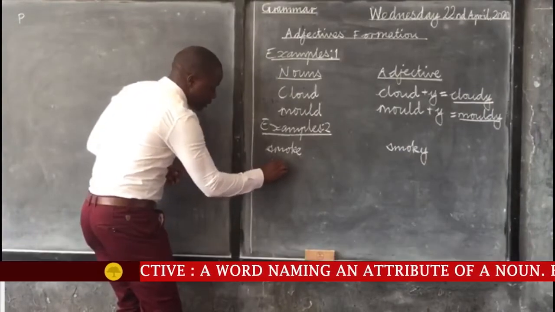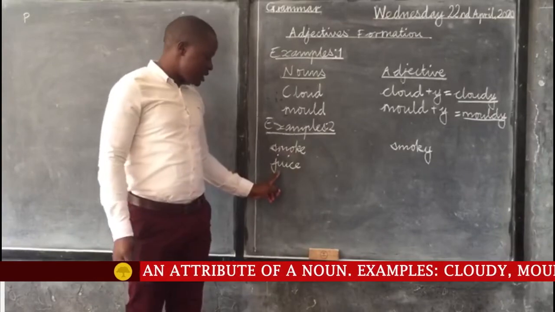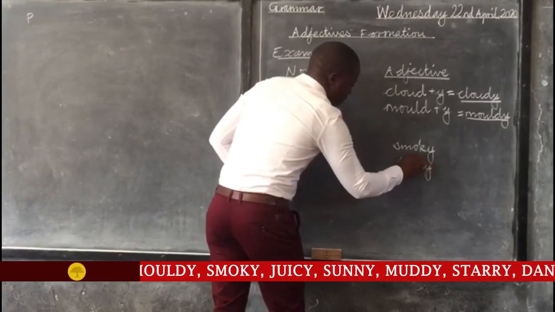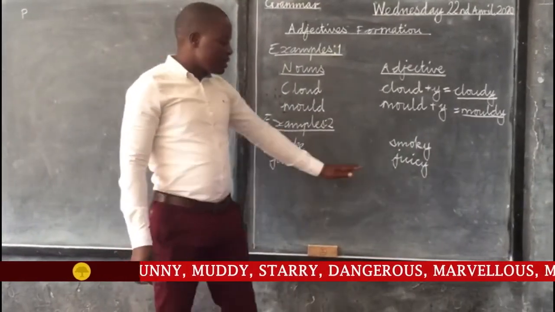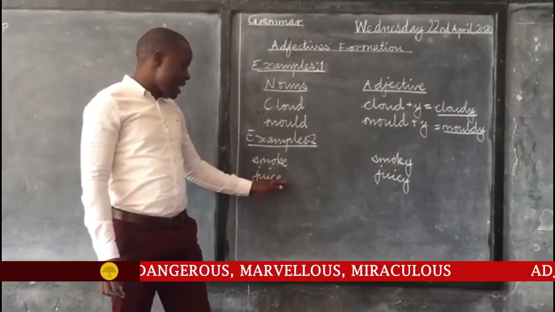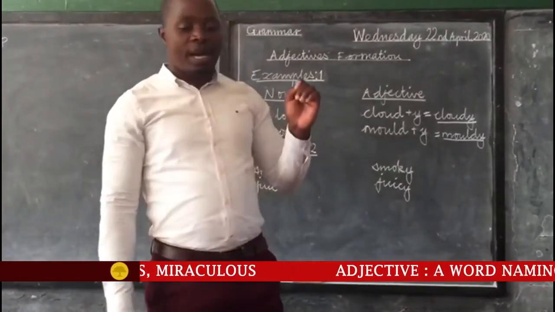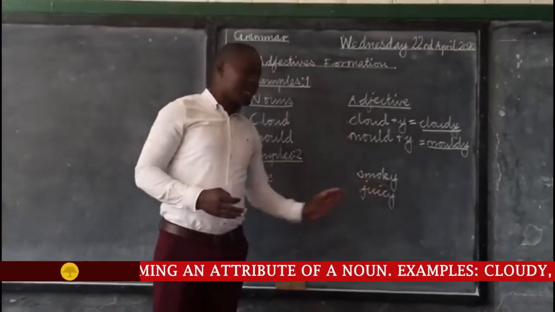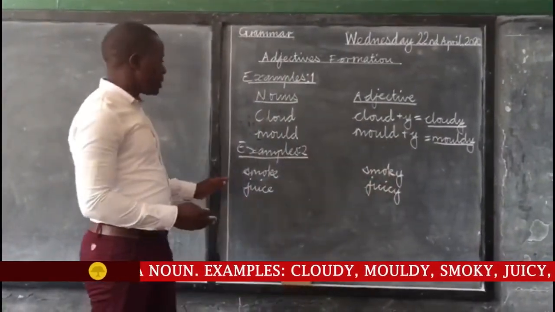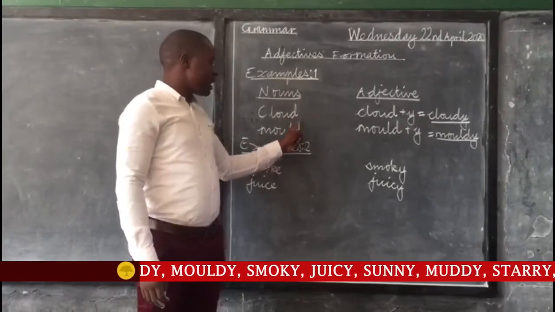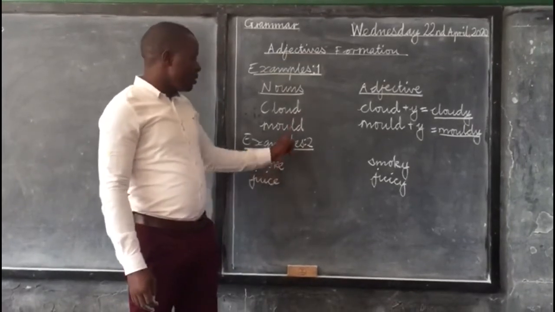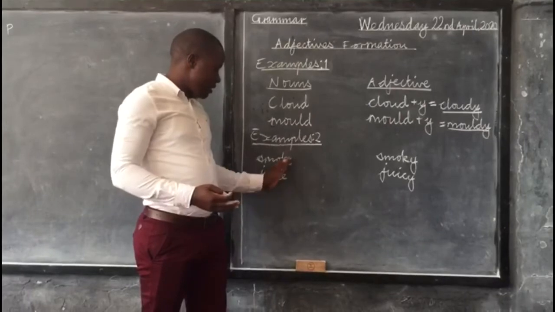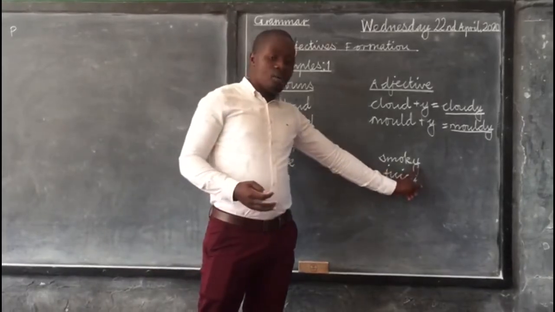For example, another one is the word juicy. To change this word into an adjective, you do the same. You write the word the way it is, then you simply replace the ending with letter Y. Most of the nouns which end in letter E or any other vowel, for them to change into an adjective, you simply replace that vowel with the letter Y, and that becomes an adjective.